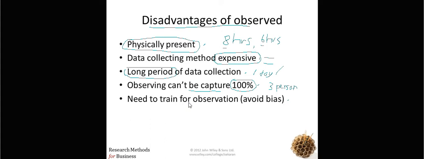Then they need the train and some training, some skill, how to collect the data using the observation, because they want to avoid the bias. Okay, they have learned the teknik-teknik tertentu to avoid the bias. Okay, kalau kita tak faham, dan kita akan terjadi bias. Bila kita dah jumpa kawan-kawan lama, then our kawan lama is a respondent, so maybe the bias. So kita ada certain teknik to avoid the bias.